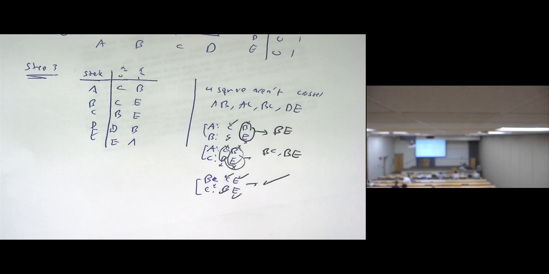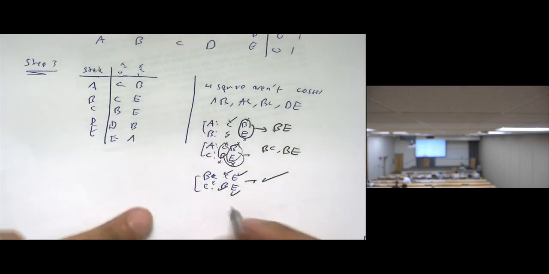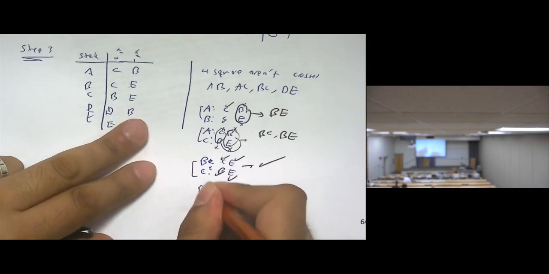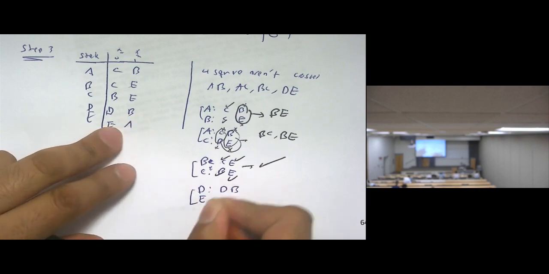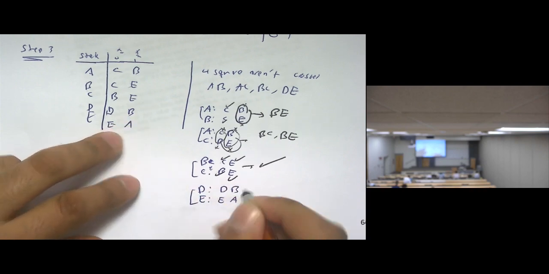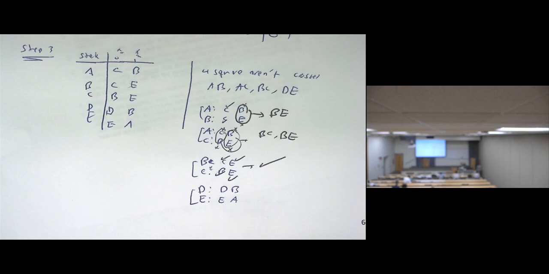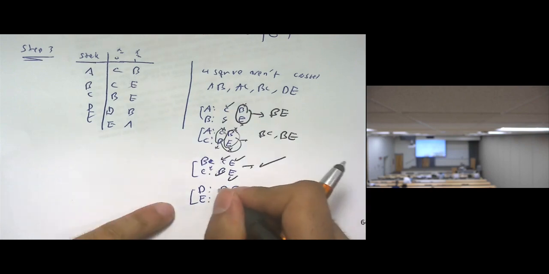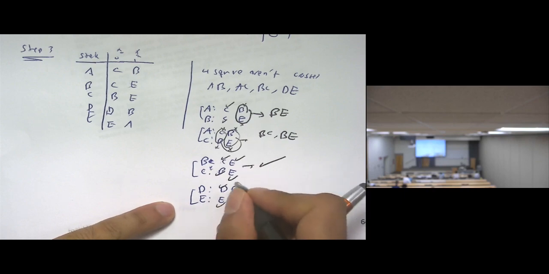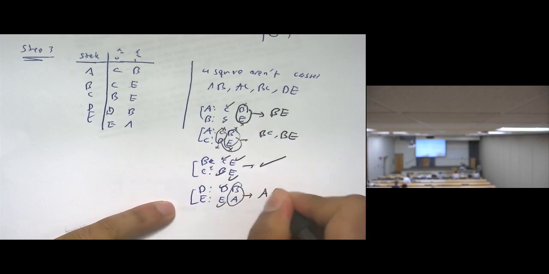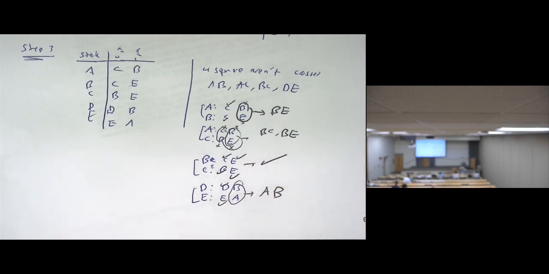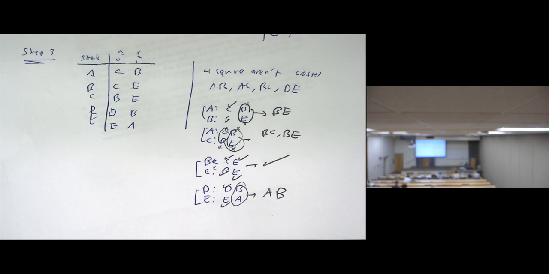How about the last pair, which is DE? D and E. D will give us DB. E will give us E and A. So this is D, the state itself, and E, the state itself. So those are fine. But the problem is with these two. Then the implication pair is AB. Okay? Does everyone understand this? How to find the implication pairs?